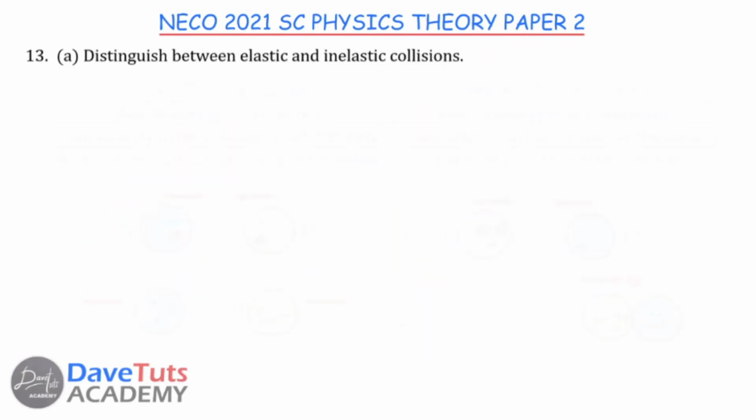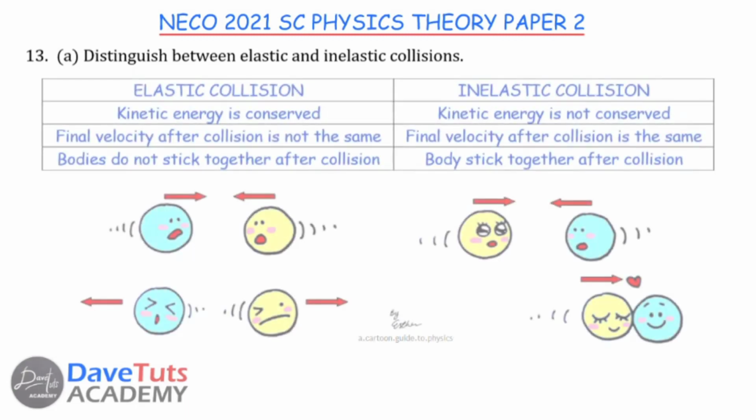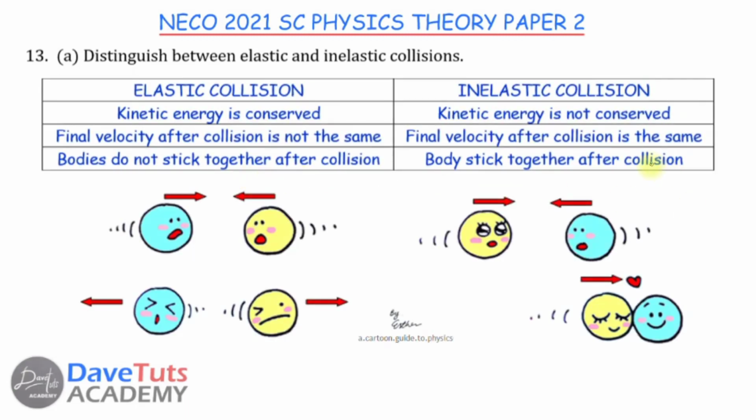In this question, we're asked to distinguish between elastic and inelastic collisions. And for us to just take it on a light note, this is a pictorial view and a table list of what we are being asked. In the first case, for the elastic collision, kinetic energy is not conserved. And then the final velocity after collision is not the same.